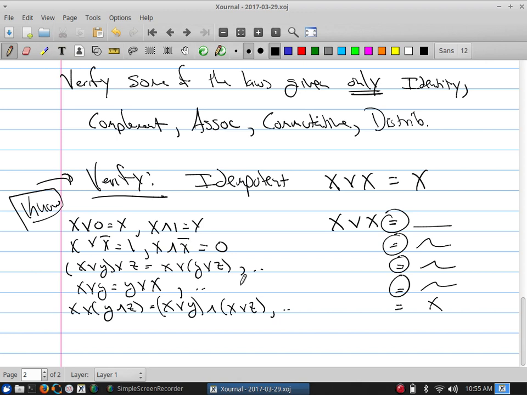Now, we have two processes of equality. What are two processes of equality? You could start on the left and get to the right, or you could start on the right and get to the left. Now, given that, I can start on the right and get to the left, or left to right, and I only got these laws, which one do you want to start on?